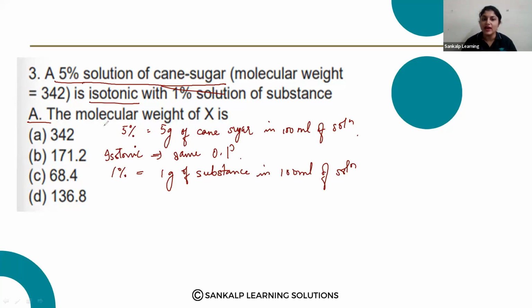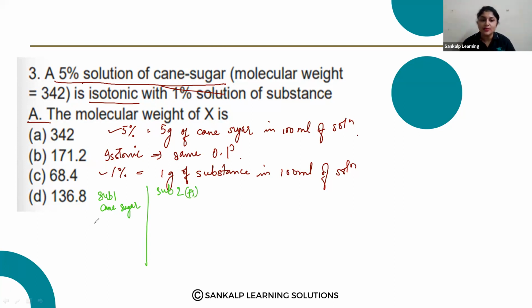Now they have asked us the molecular weight of X. So we'll write what is given: 1% and 5%. Now, what all are given? There are two substances. Substance 1 is cane sugar, and substance 2 is X, that is A.